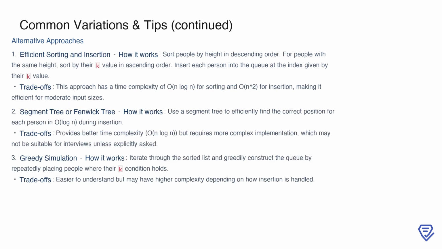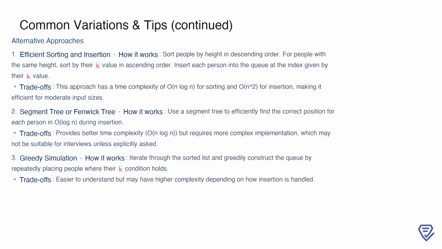There are multiple ways to approach this problem, each with its own trade-offs. One efficient method is sorting and insertion. Here, you first sort people by height in descending order. For those with the same height, sort by their k-value in ascending order. Then, insert each person into the queue at the index specified by their k-value. This approach achieves O(n log n) for sorting and O(n squared) for insertion, making it suitable for moderate input sizes.